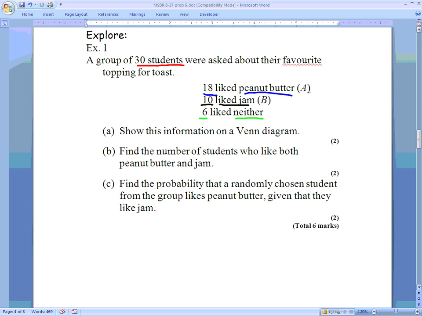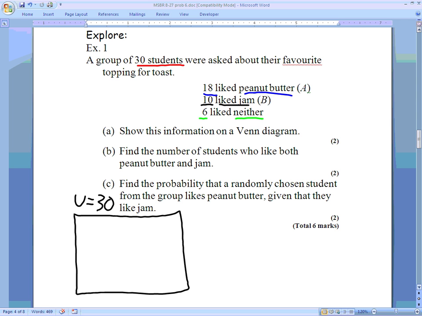We're going to make a Venn diagram to show this information in part A. So we start off with our universe. Our universe is the whole group of 30 students, so I can indicate that there. Now I've got my peanut butter, which is group A, and that group contains 18 students total. Then I've got my jam group, which is group B, and that's going to be 10. Then I know that 6 liked neither, so they'd be outside of those groups.